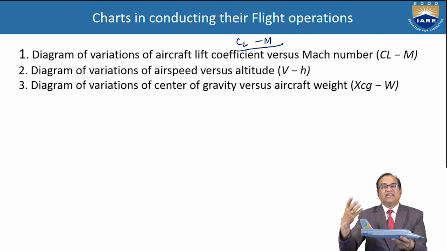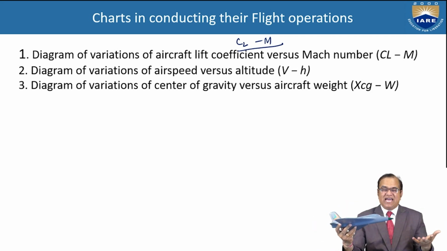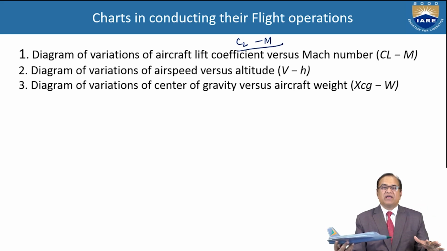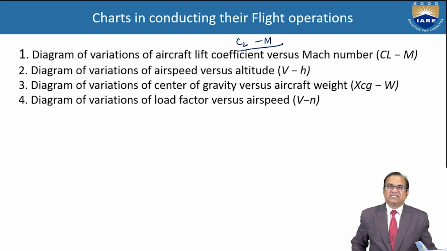So the variation of XCG with respect to the variation of the weight: initially when an aircraft is taking off, it is full of fuel, weight is high. As and when time passes, the weight of the aircraft will be reduced. So this weight versus the location of the center of gravity is a very important parameter for the stability of the aircraft. Then the fourth one is very important, which we are going to discuss today.